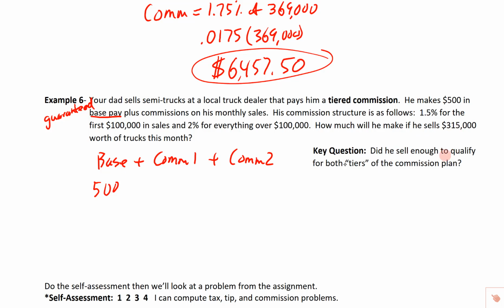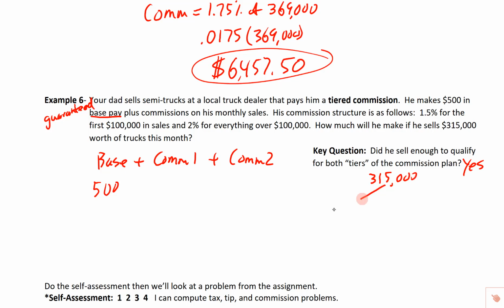So did he sell enough to qualify for both tiers? And the answer on this is yes, because the cutoff is $100,000. So he makes a small percentage on the first $100,000 and then a larger percentage on anything over that. So here's what we do. The answer on this is yes, because he sold $315,000 and that's enough to do this.